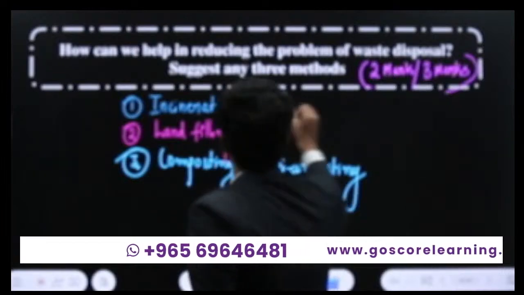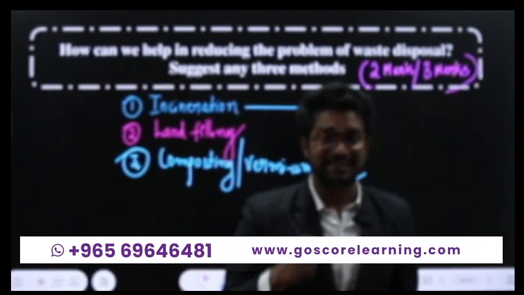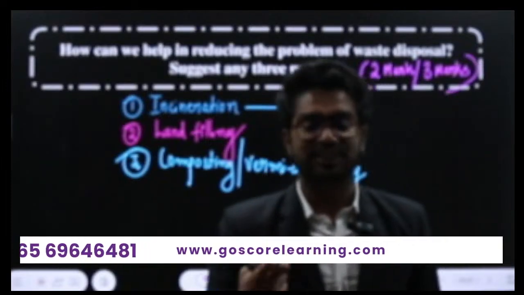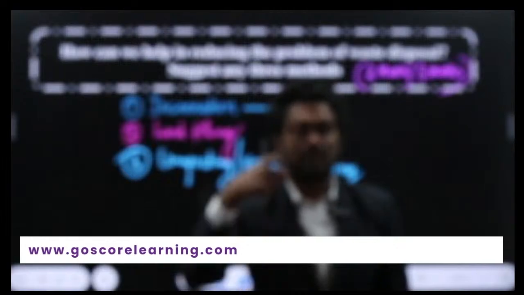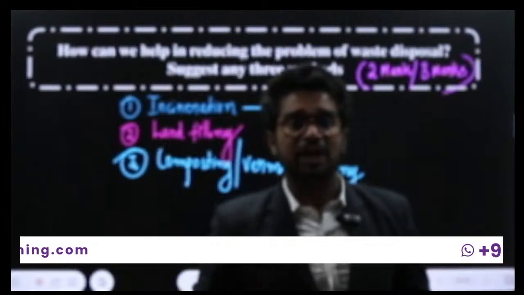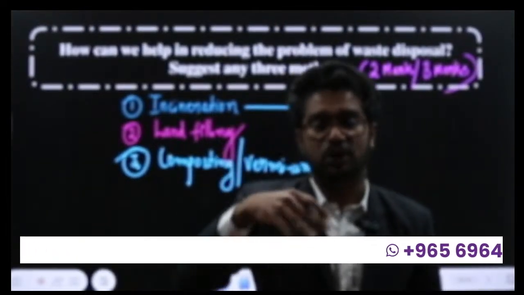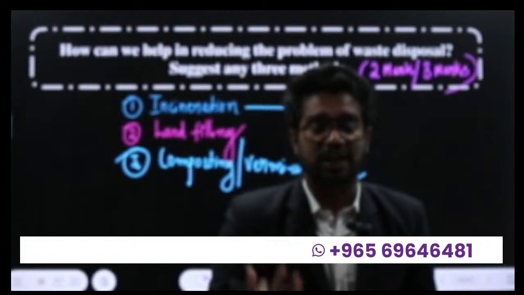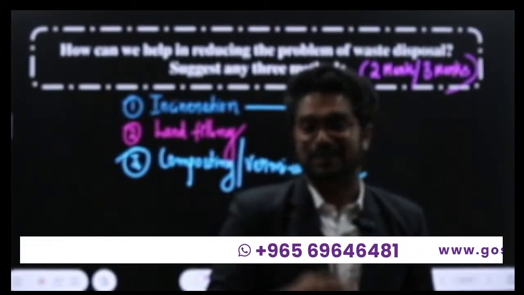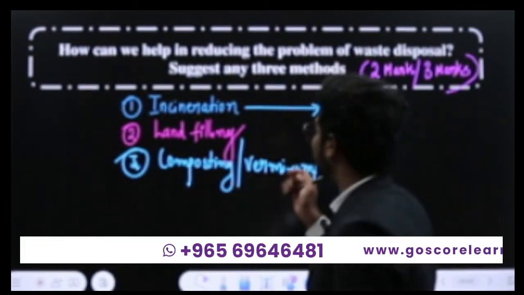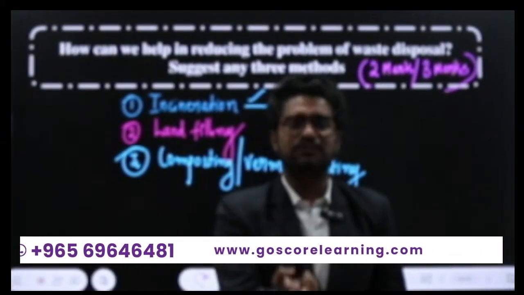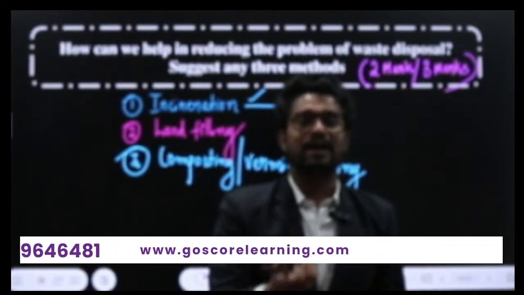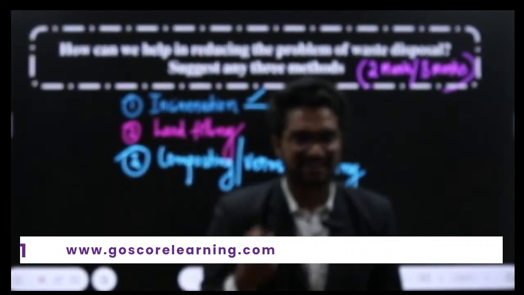In the case of incineration, whatever waste is there, we deposit it into a large tank-like structure. In that structure, we provide high temperature to form ash from the waste. This process is known as incineration, and it only takes place in specifically designed factories like industrial areas.